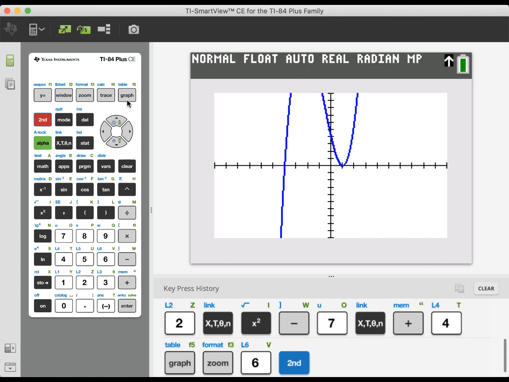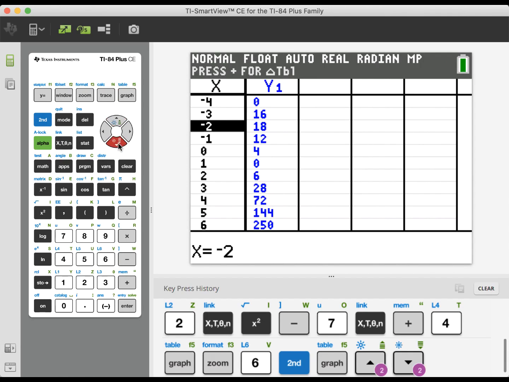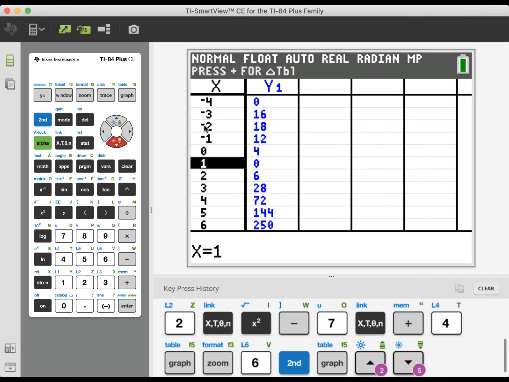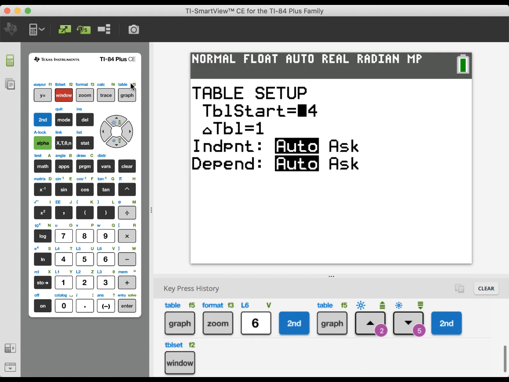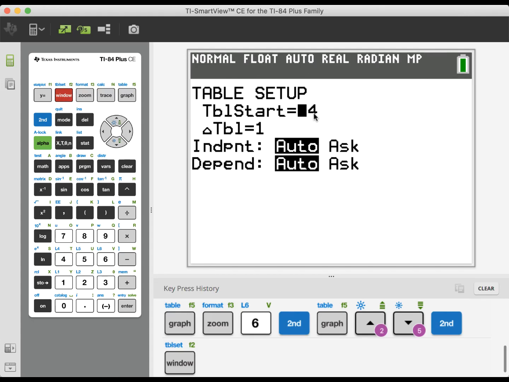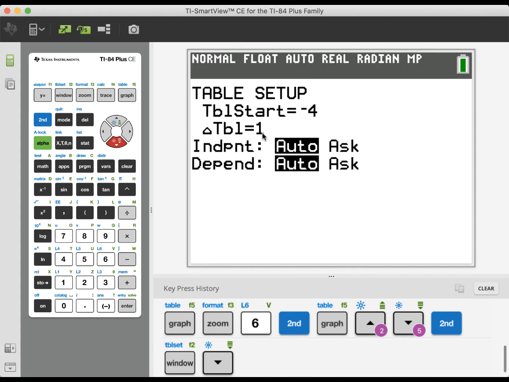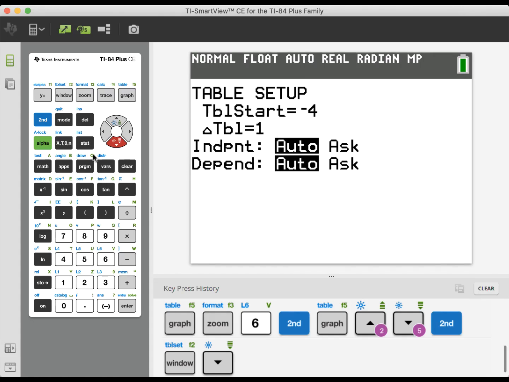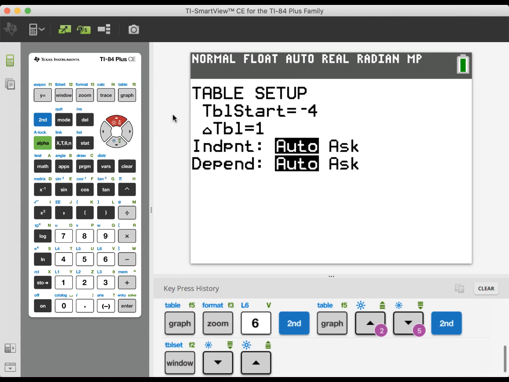So if you press second graph, which should be this, then you're going to start seeing a bunch of values here. Now, if you don't have integers here, go press second window, which is second table set there. And on the table start, say something like -4 or something like that. That's fine. But your delta table is very important as well. It needs to be by 1. Independent, auto, dependent, auto as well. Awesome. So your table start, make sure it's an integer, and then make your delta table an integer as well.